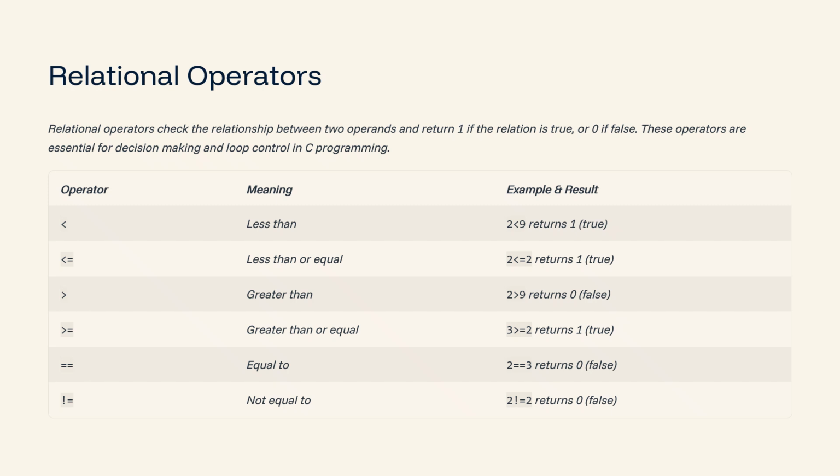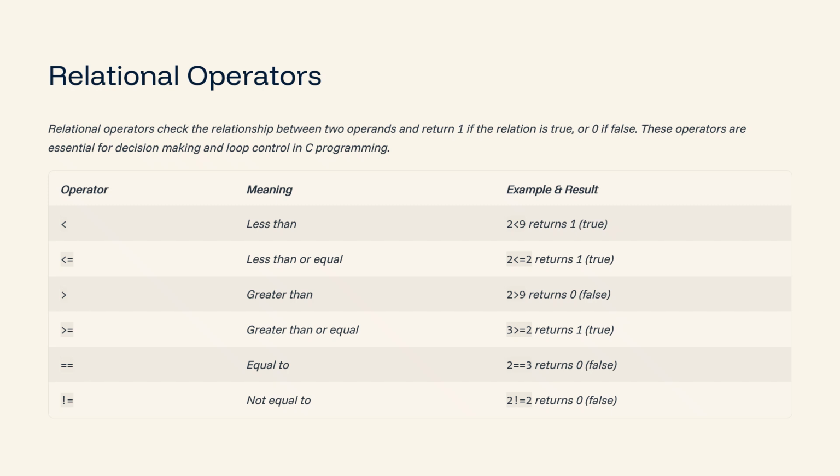Here there are different types of operators, like less than, less than or equal to, greater than, greater than or equal to, and not equal to. Let us take an example: 2 < 9 is true, so it returns 1. 2 <= 2 also returns 1, its value is true. The next one, 2 > 9: 2 is not greater than 9, so it returns 0, and its value is false.